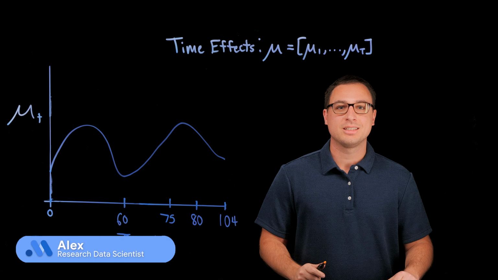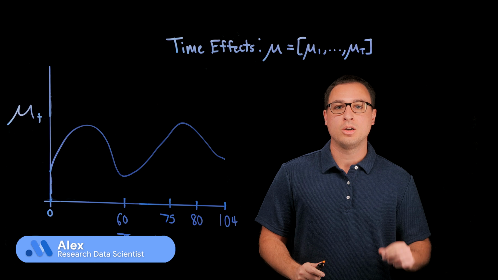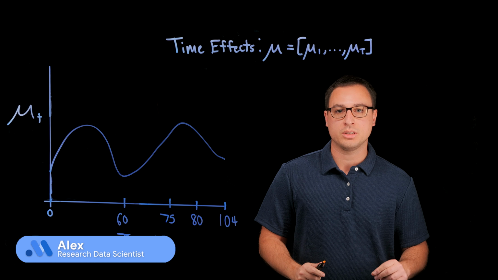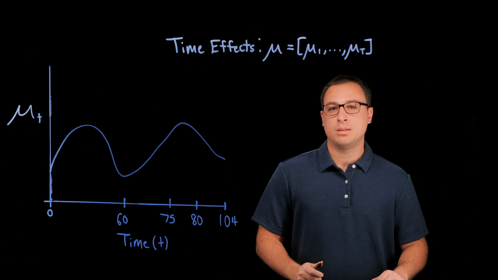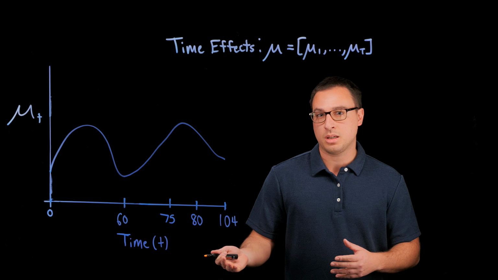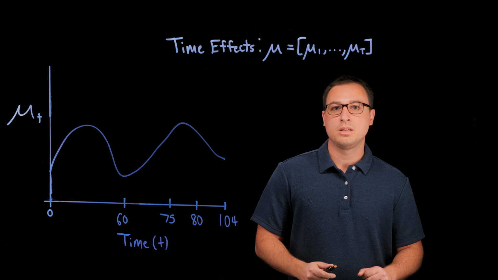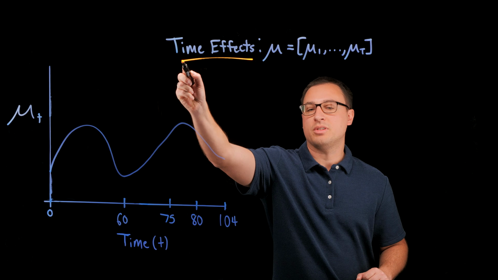Hi, I'm Alex. In marketing mix modeling, we often see sales fluctuate naturally over time, even when your media spend stays flat. Maybe baseline sales dip in the summer or spike in December. We call these time effects.